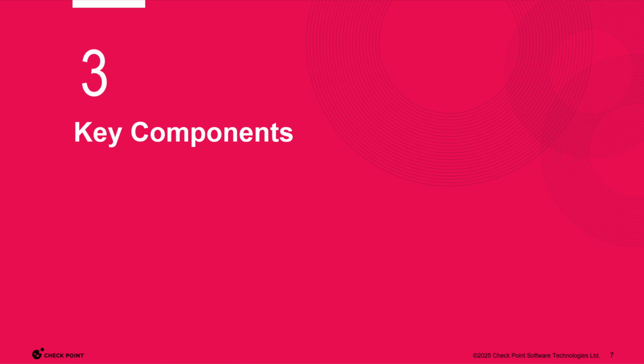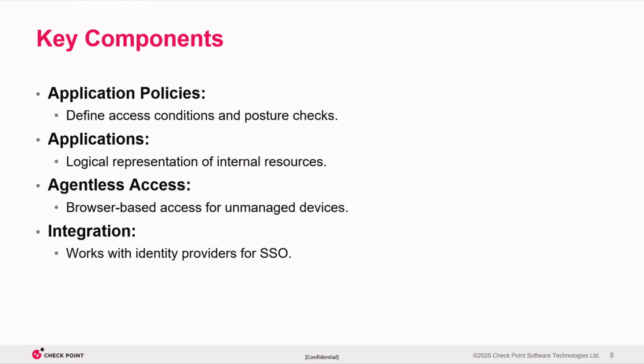Let's see the key components. There are three main components to understand. First, application policies. These define the conditions for access, such as posture checks or device compliance. Second, applications. These represent the internal resources you want to protect, like an RDP server or a web app.